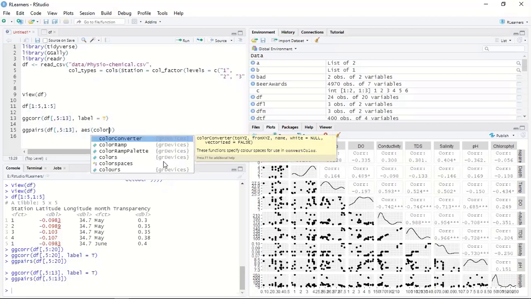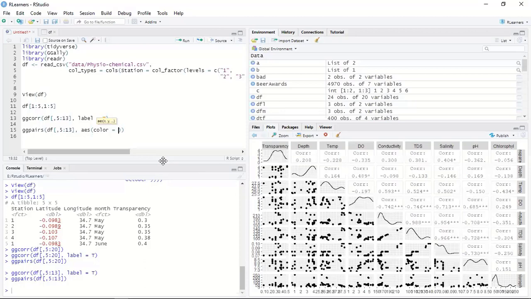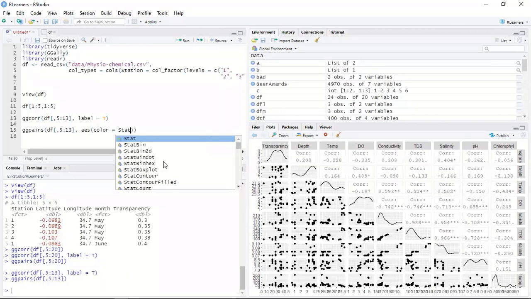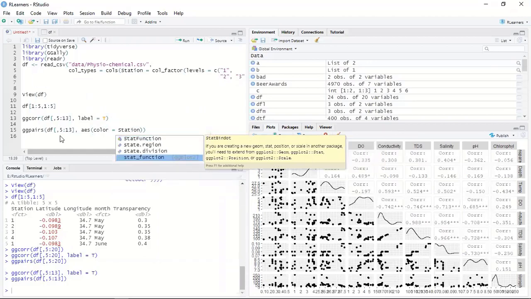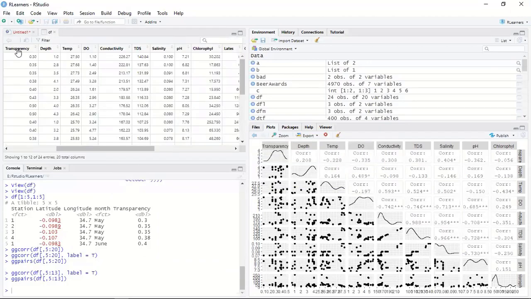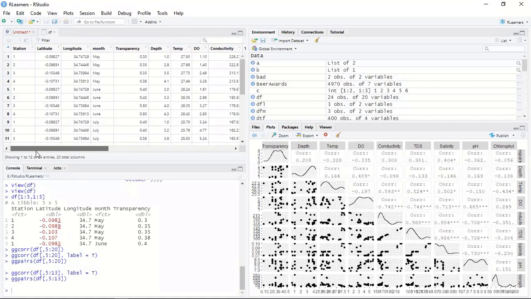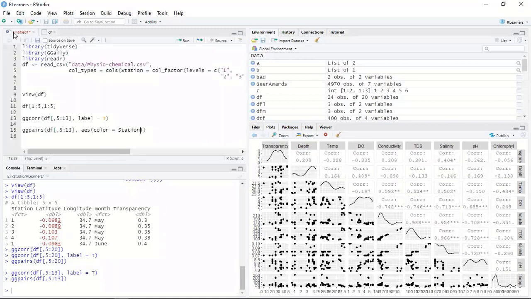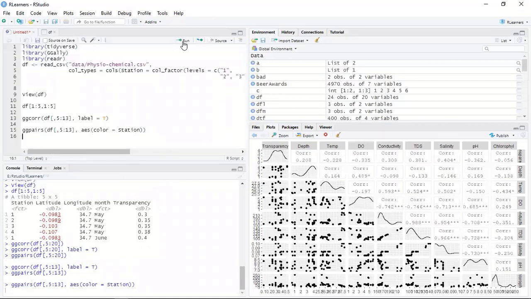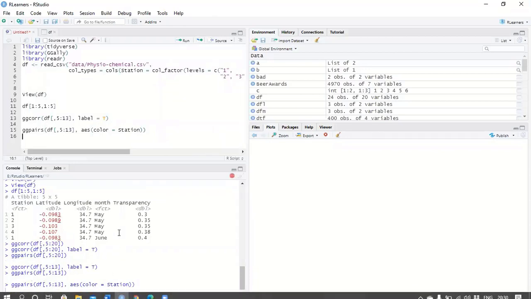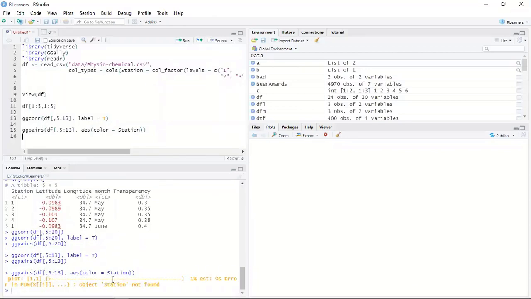Let's color them according to the station. Which station? And this station. Let me see how the station is written. Return station. Yep. So we have 4 stations. Let's see the correlation between the different stations. Station. Okay. Station not found. Let's try with the month.